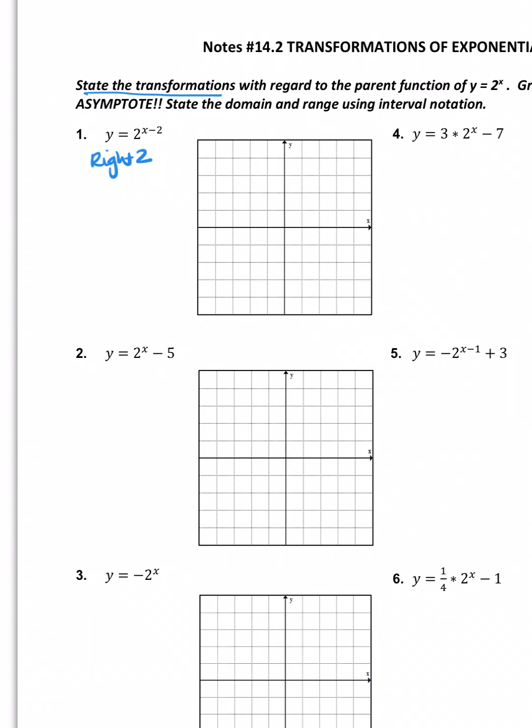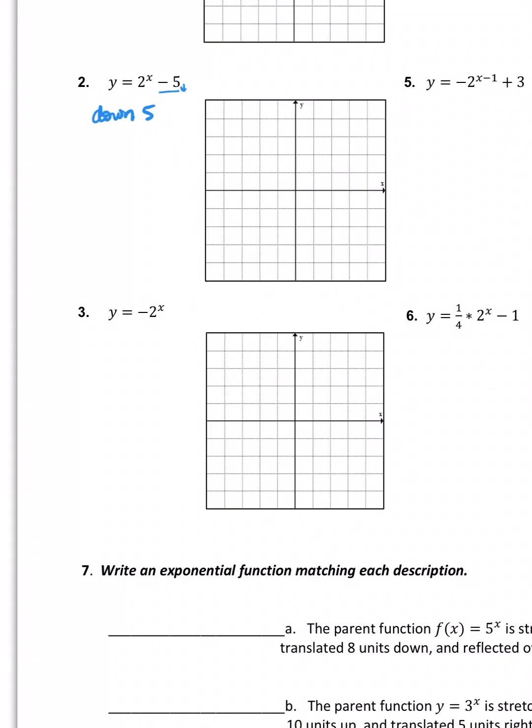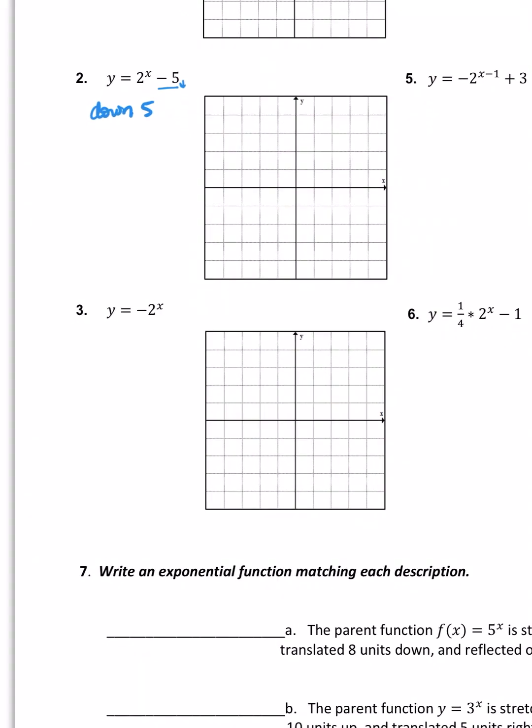Let's look at number 2. Remember, this 2 to the x part is just part of the parent function, so don't really look at this. Look at what's happening to it. This is moving us down 5. Number 3, now that there's 2 to the x, that's the parent function, but then the leading negative makes it a vertical reflection.